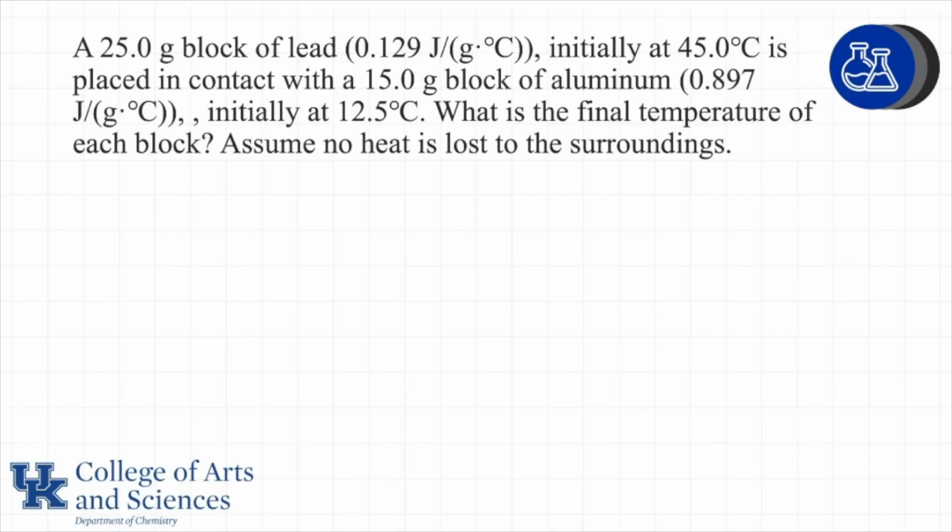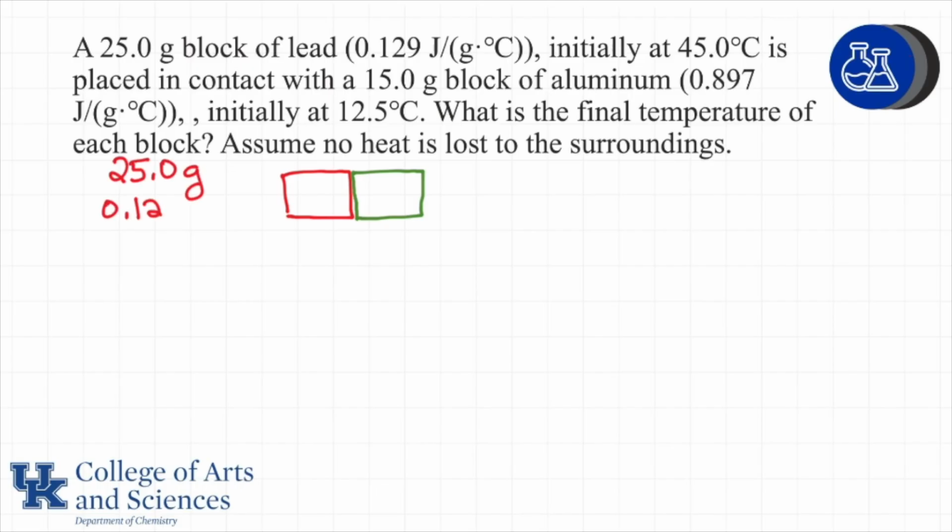A 25-gram block of lead, 0.129 joules per gram degree Celsius for its specific heat, initially at 45 degrees Celsius, is placed in contact with a 15-gram block of aluminum, 0.897 joules per gram degree Celsius, initially at 12.5 degrees Celsius. What is the final temperature of each block? Assume no heat is lost to the surroundings. The first thing I want to do is picture what's going on. So I have two objects which are placed in contact with one another, and we've just distinguished these by making them different colors. Let's look at what we know about the lead, and we'll mark that for the red block.